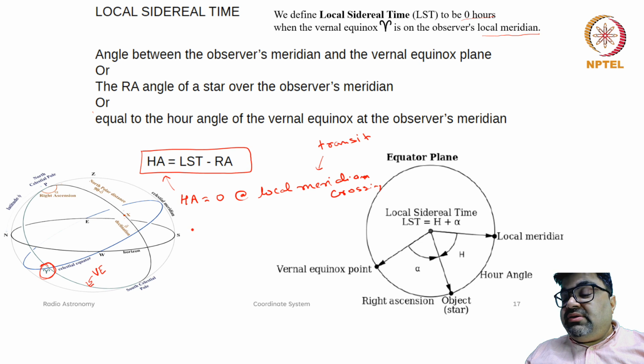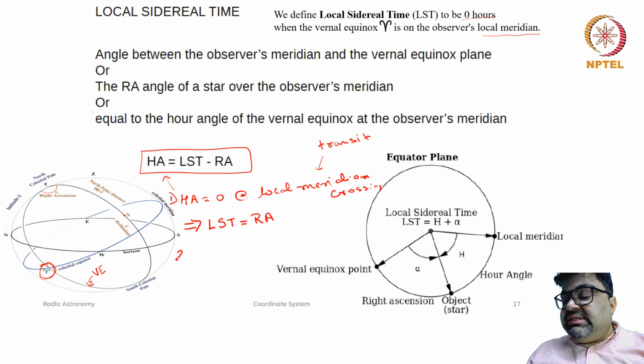That is our angle equal to 0. That basically implies that LST is equal to the RA of the source. This is number 1, case number 1.